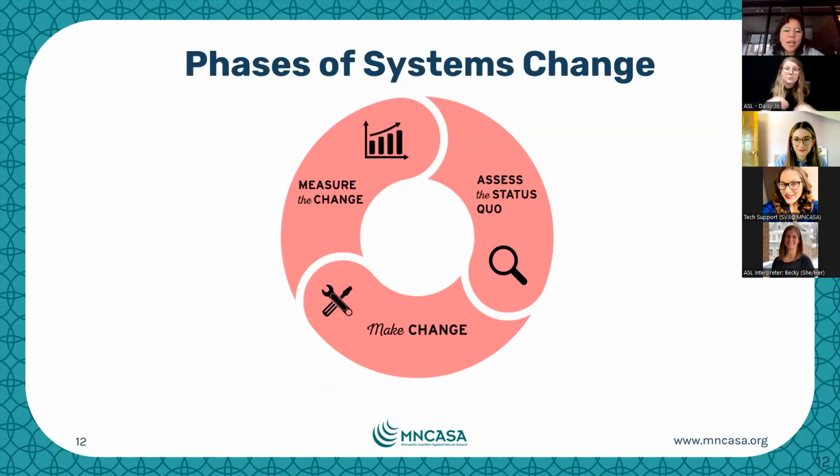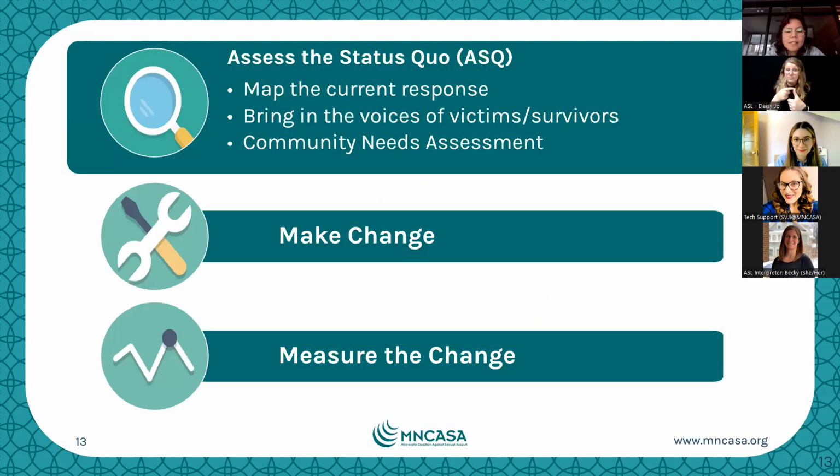So at SBJI, we have developed a continuous improvement model on how to do systems change work. We call it the 3 phases of system change. And these phases, we believe, can guide teams as they work together to improve their responses to sexual violence. The first phase, we have assess the status quo. And assess the status quo focuses on learning about the current responses and experiences of victim survivors.